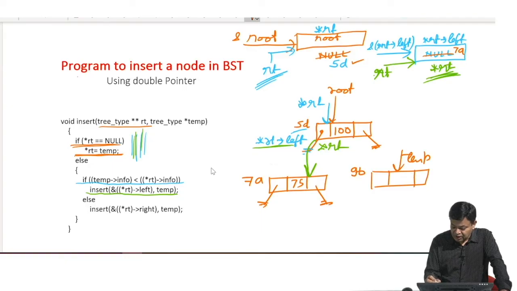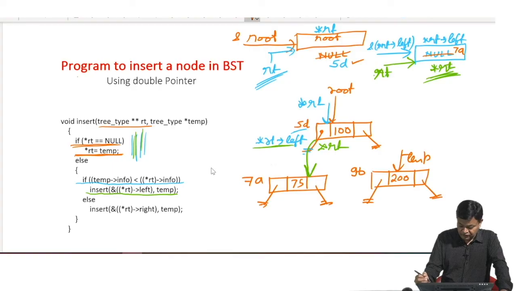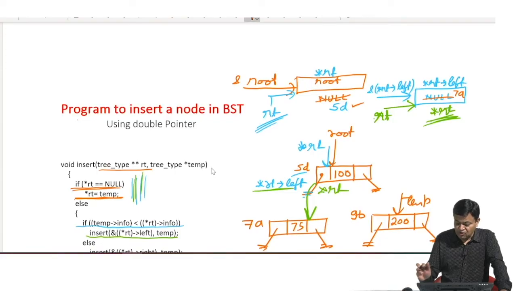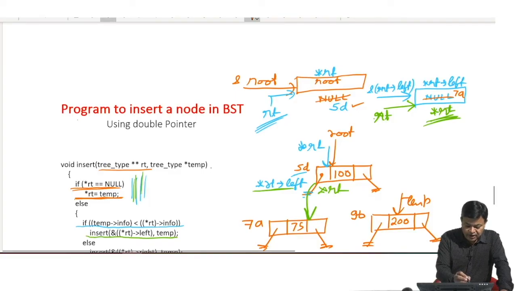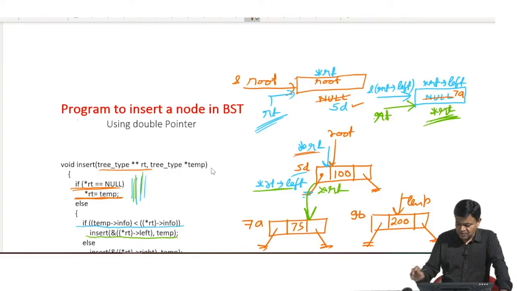I have a create function where I will be inserting 200 inside this. I will be storing 200 here, and left and right will be pointing to null. So, this is temp. Okay. What we have passed is the address of root and the value of temp. So, what is the value of *rt when I want to insert 200? So, *rt will be 5D. Okay. Because *rt and root both are sharing the same memory location. So, since root is equal to 5D, *rt will also be 5D.